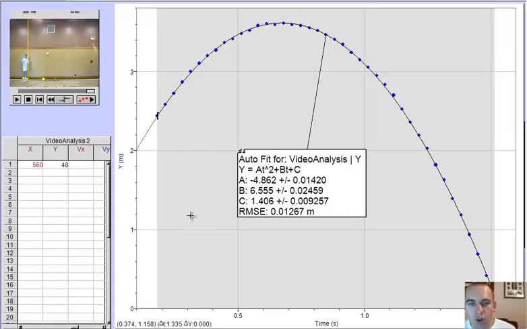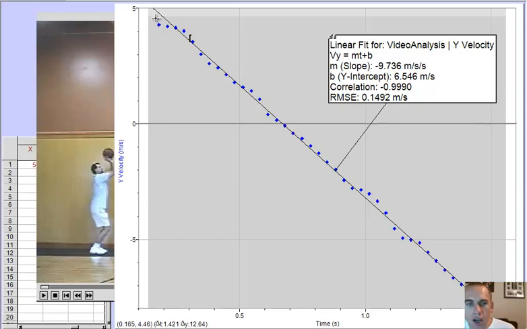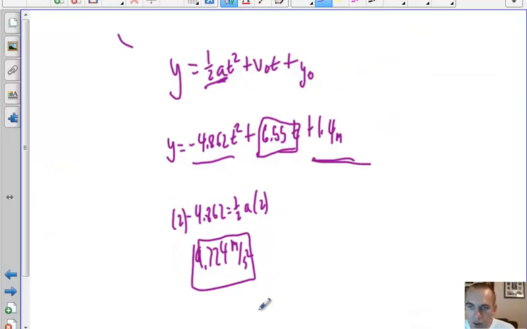Now I am going to take this one step further, right? I'm going to go ahead and look at the velocity graph and see what we see. So the velocity graph here shows me this nice linear fit. Now you'll notice the velocity has a constant slope of negative 9.736, like we just calculated, to get the acceleration due to gravity. It does have an initial velocity of around 6.5, right? That is what we said, 6.5.